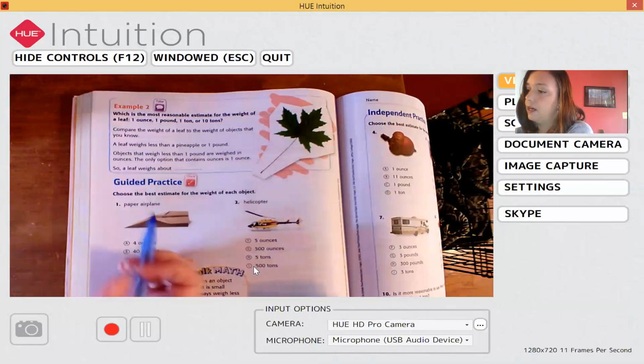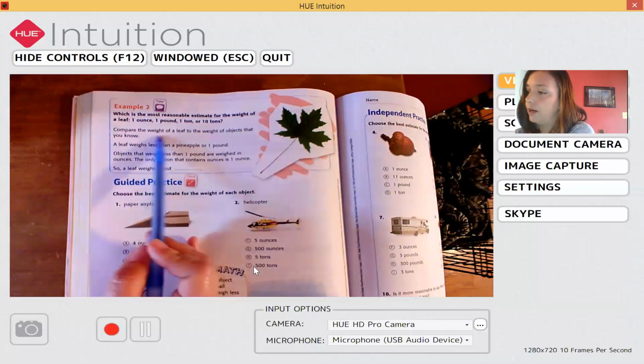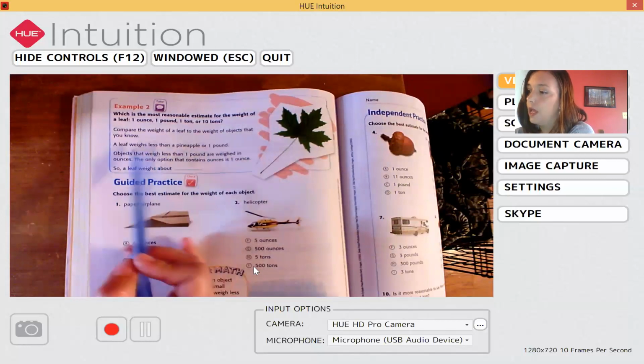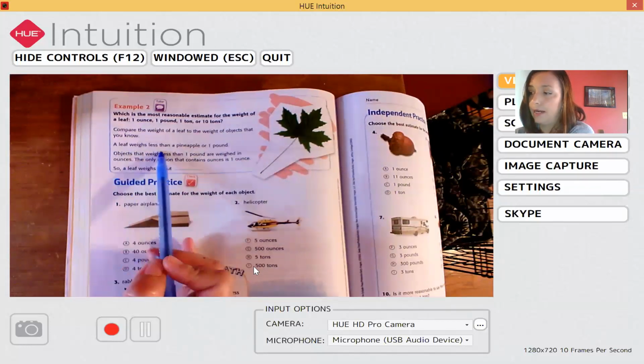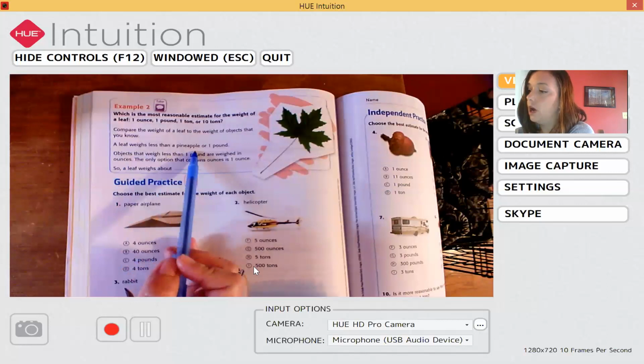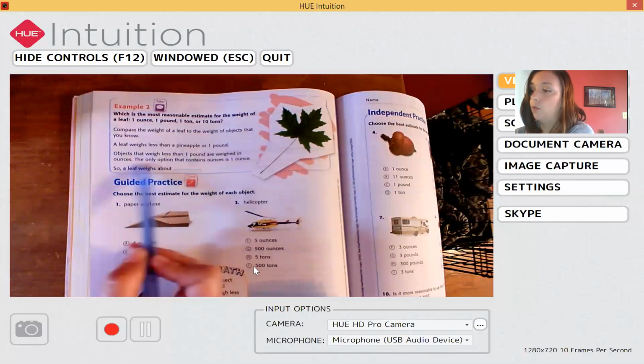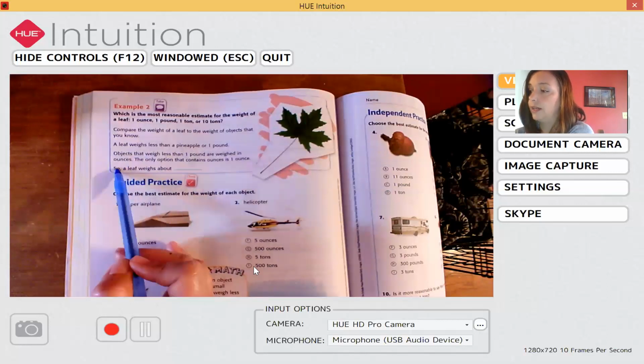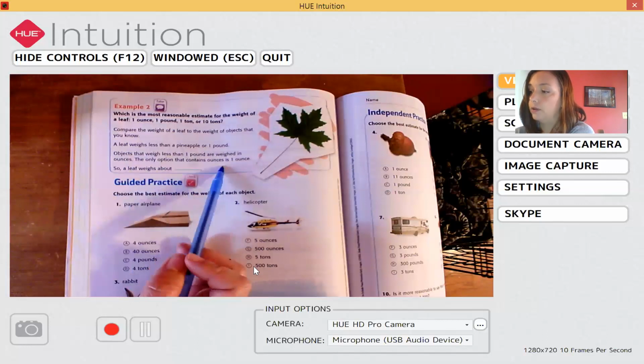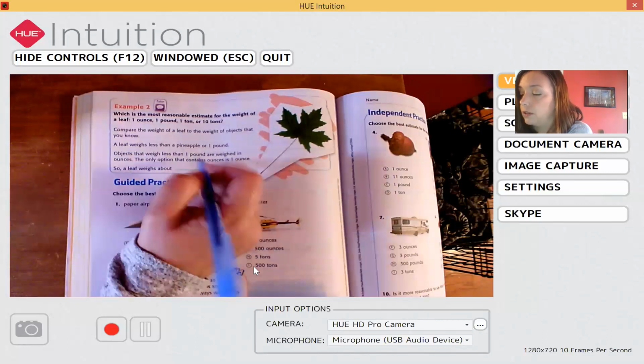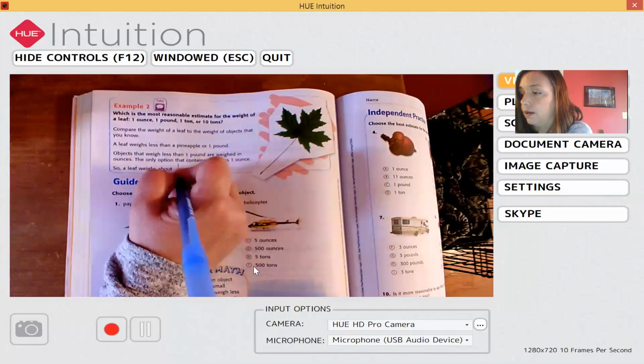So what they said here is compare the weight of a leaf to the weight of objects that you know. A leaf weighs less than a pineapple, or 1 pound. Objects that weigh less than 1 pound are weighed in ounces. The only option that contains ounces is 1 ounce. So a leaf weighs about 1 ounce.